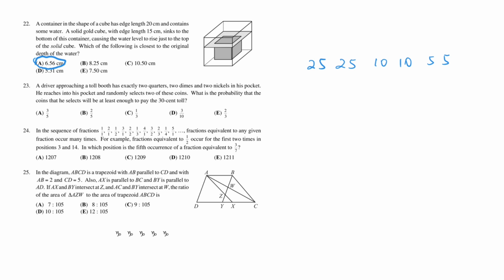For probability, we use the expected events over all events. The total is that he randomly picks 2. When he picks the first, he has 6 choices. Picking the second, he has 5 choices. So the total is 6 times 5. For at least 30, it can be 30 or more, so we use casework. If the first one he chooses is the 25.